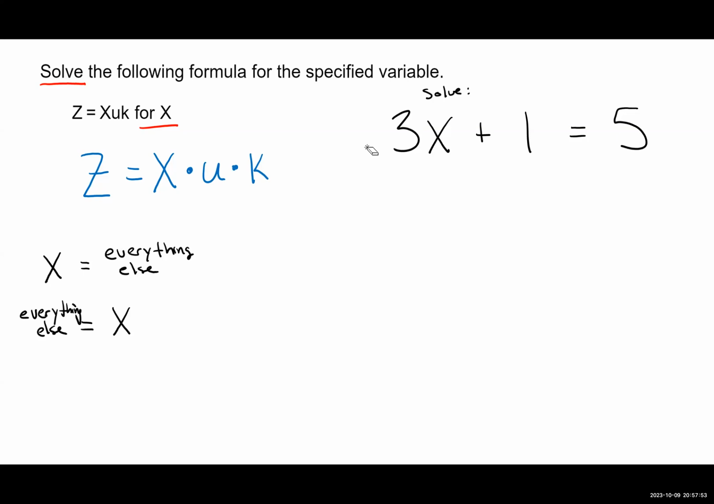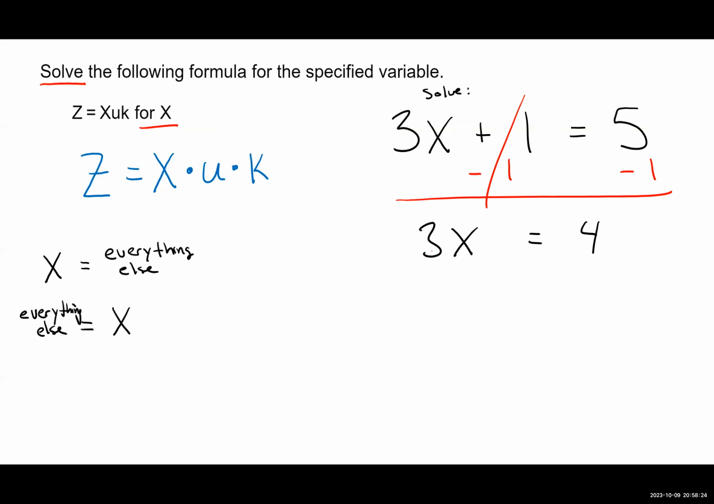So we attack the operation, right? We attack addition with subtraction. We don't care about the number 1. That 1 could be any number. It's not going to change what we do. What's telling us what to do is the plus sign. So if you see plus, you use minus. So we subtract 1 from both sides because that cancels off the +1. So we've got 3x on the left, and we've now got 4 on the right.